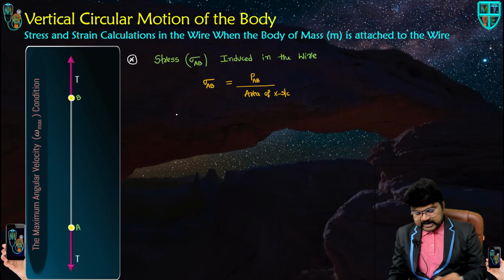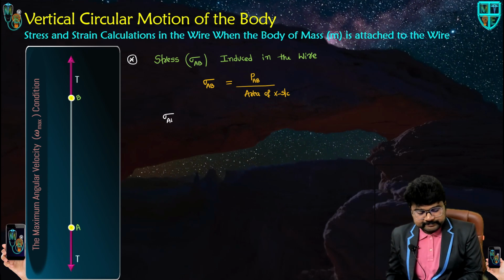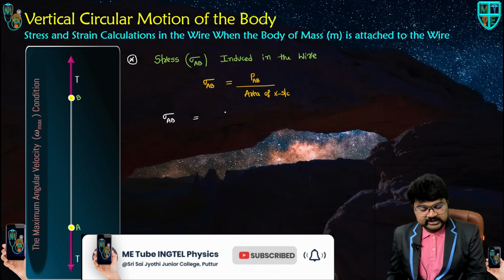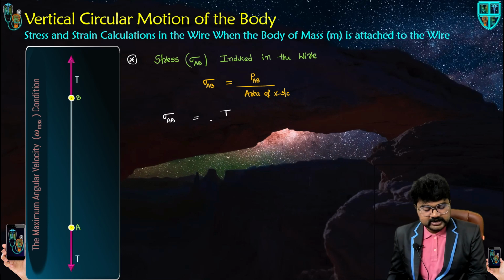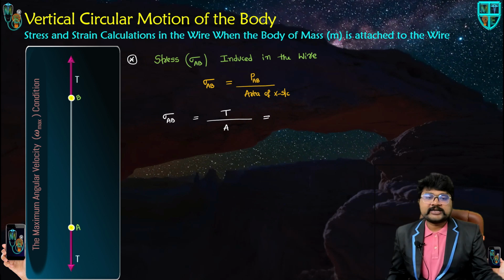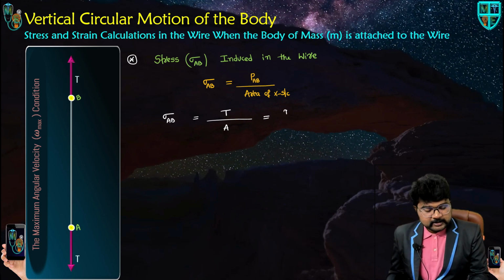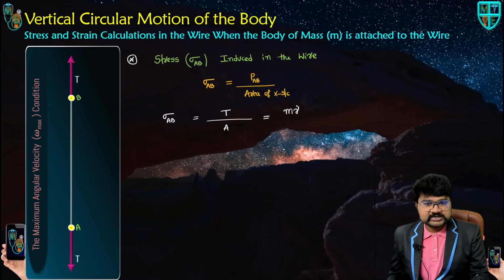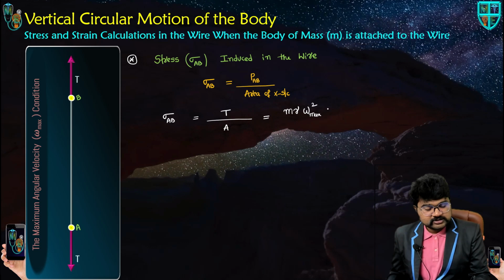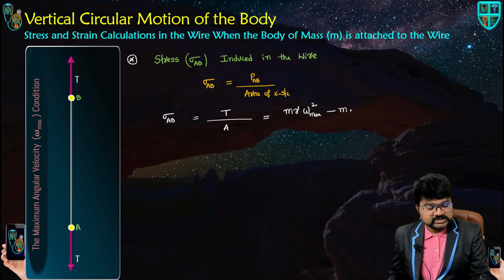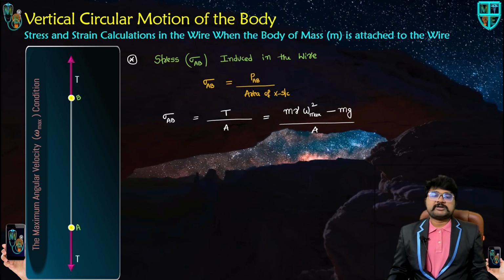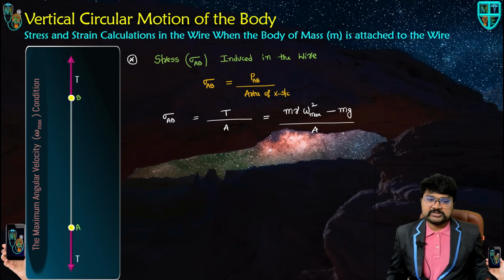Okay, so here I can write sigma AB. What is the load acting on the wire? Tension in the string. This would be tension in the string by area of cross section. What is the tension in the string? Mass of the wire, radius of rotation of circular path, maximum angular velocity of the wire squared, minus mg, by area of cross section of the wire. This is the magnitude of stresses induced in the wire.